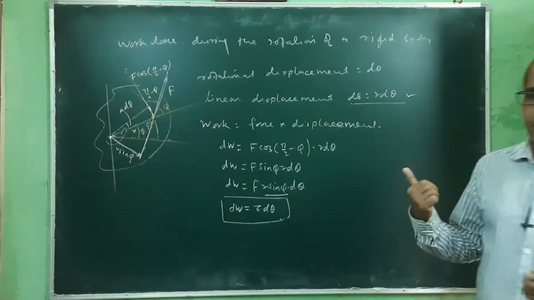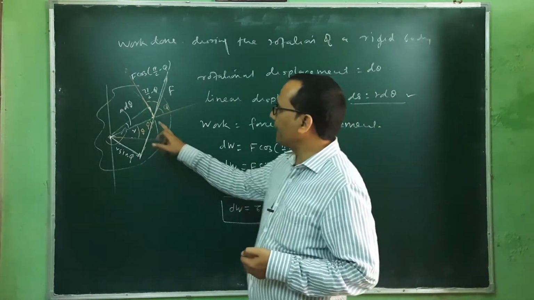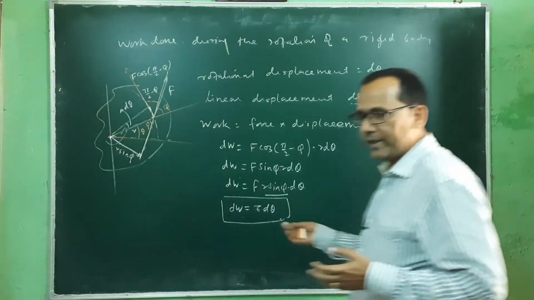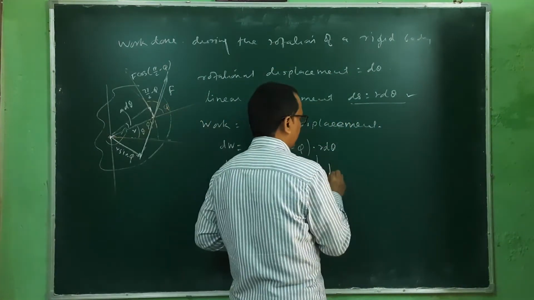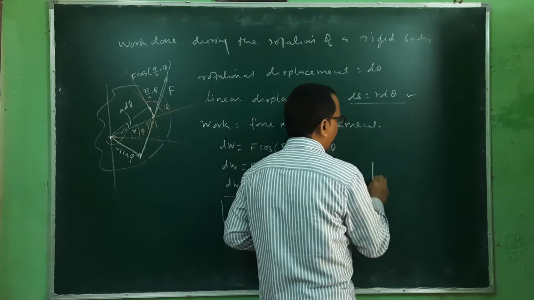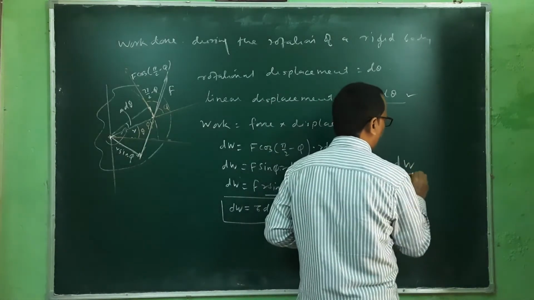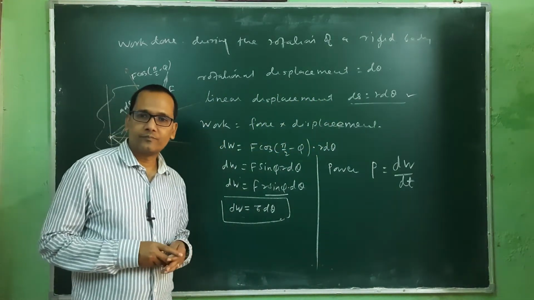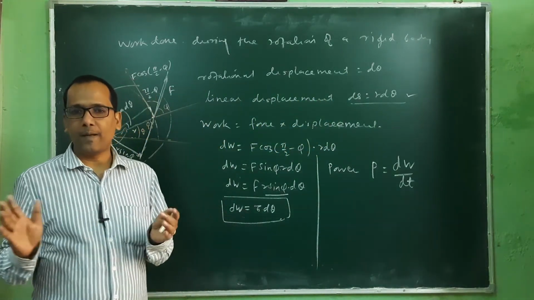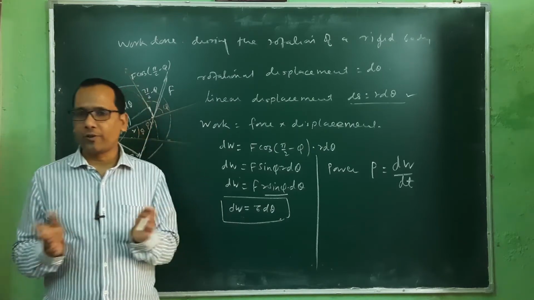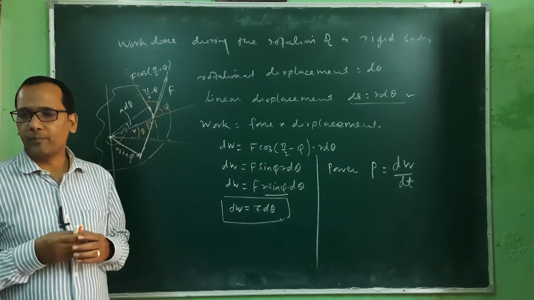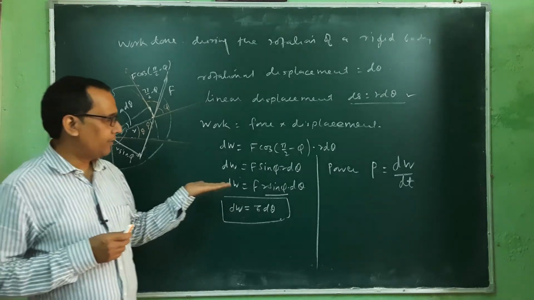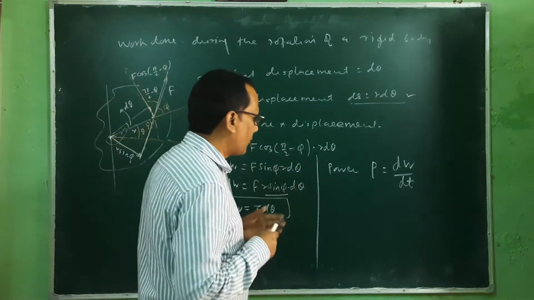Okay, so the calculation is simple. We just have to calculate that linear displacement and the force component along that. Okay, we can calculate power also. So power P is defined as dW by dt. Simple. All physical parameters related to any type of motion, rotational or translation, we have already completed in translation motion. So we can have similar parameters in rotational motion also.